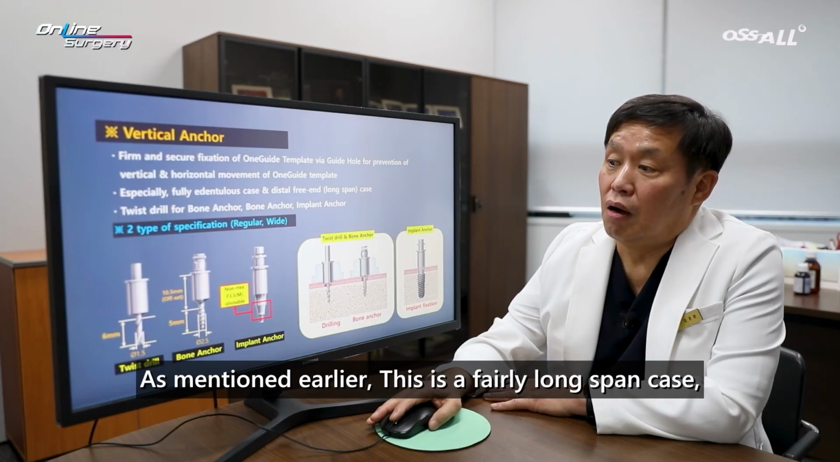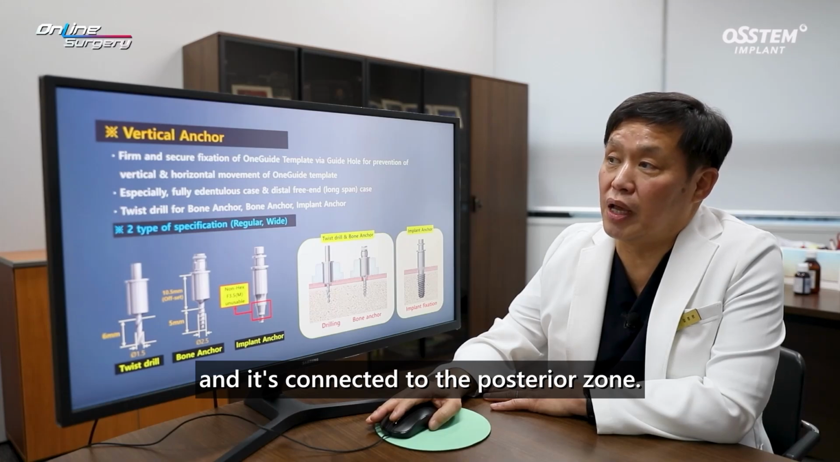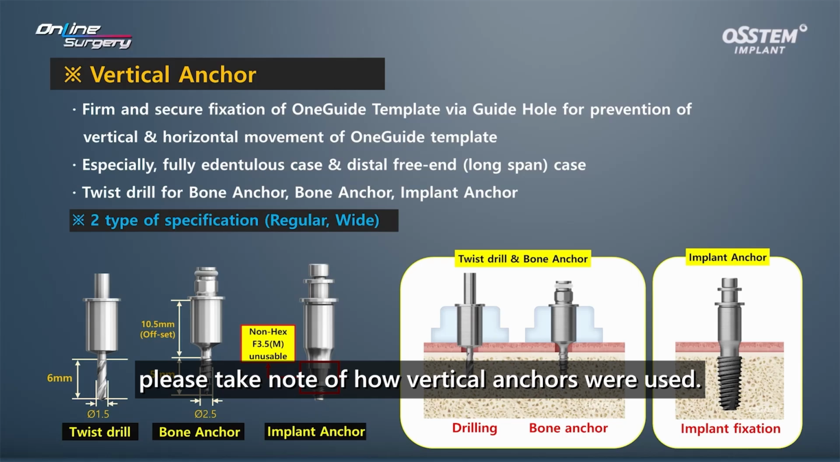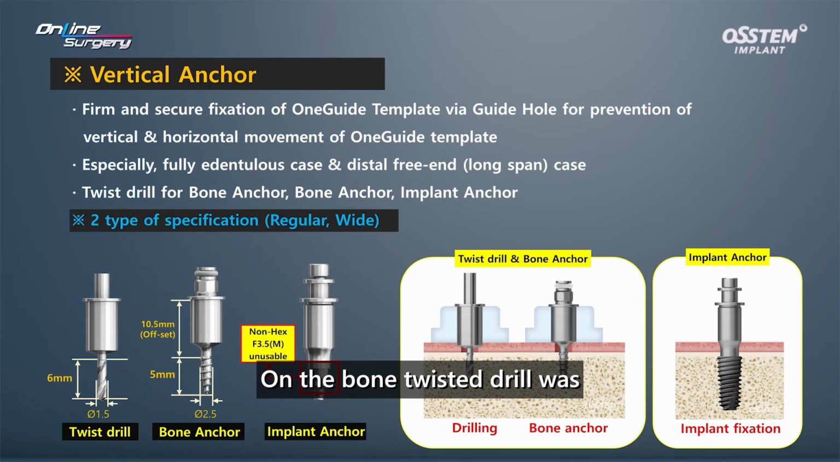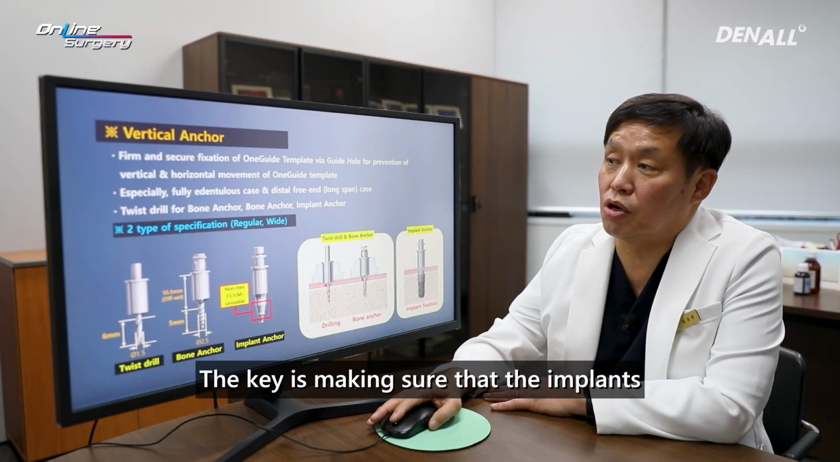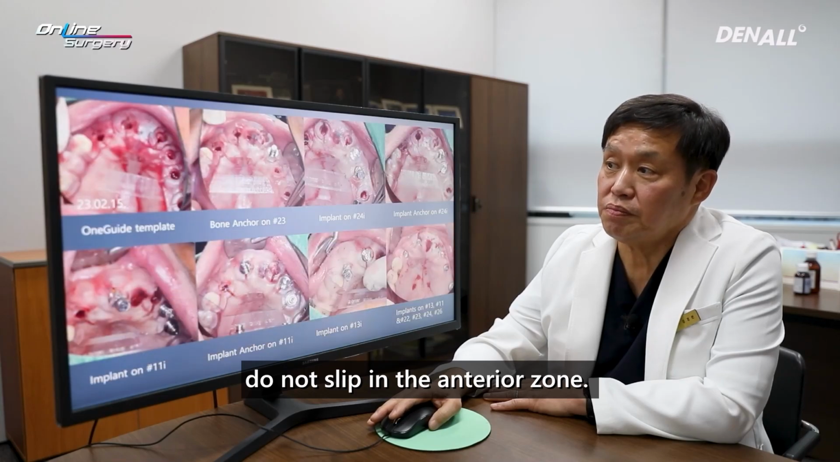As mentioned earlier, this is a fairly long span case and it's connected to the posterior zone. As we use OneGuide template, please take note of how vertical anchors were used. On the bone twist, a drill was used prior to using bone anchor. Once implants are placed, implant anchors can be used as vertical anchors to fixate the OneGuide template accurately. The key is making sure that the implants do not slip in the anterior zone.